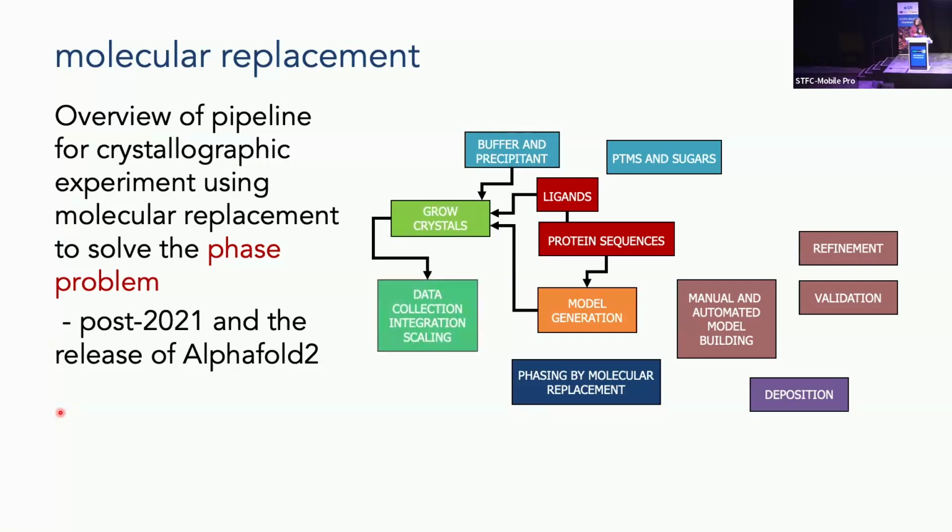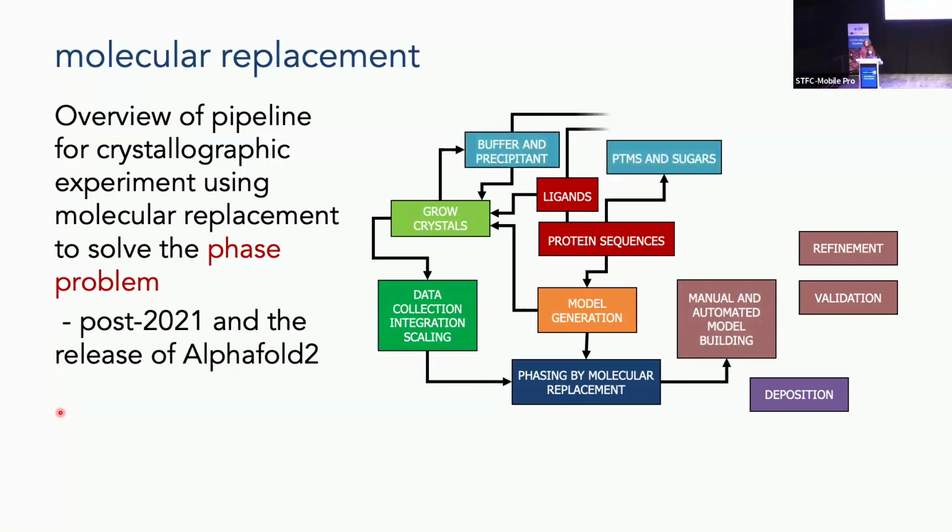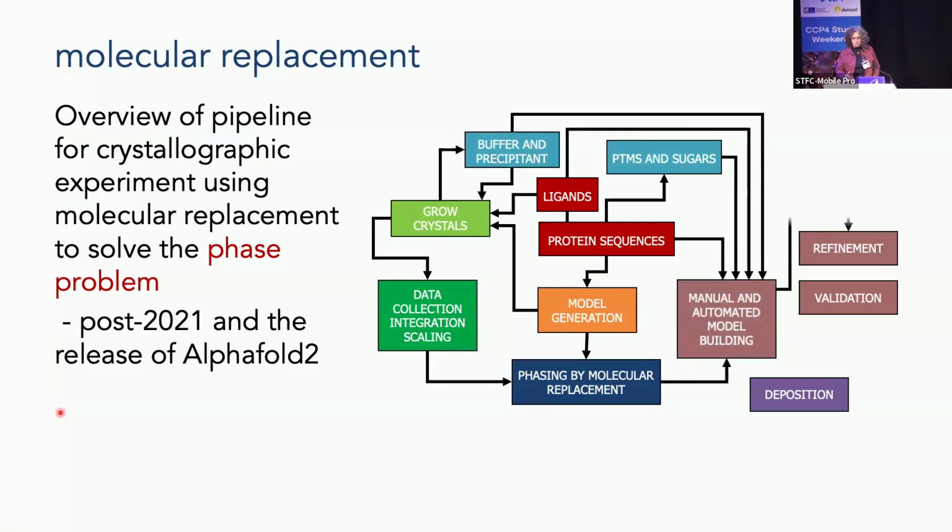From there, you collect your data using all the wonderful new methods that we've got for collecting data at the synchrotrons these days. Then we go into the molecular replacement engine, the phasing by molecular replacement to get the phases, which then takes you into manual and automated model building, which combines the information that you have from post-translational modifications and sugars and so on, the buffers and precipitants to improve your crystal structure. You go through this cyclic process of refinement and validation. And then finally, when you're finished, you end up with deposition and analysis and writing your paper.